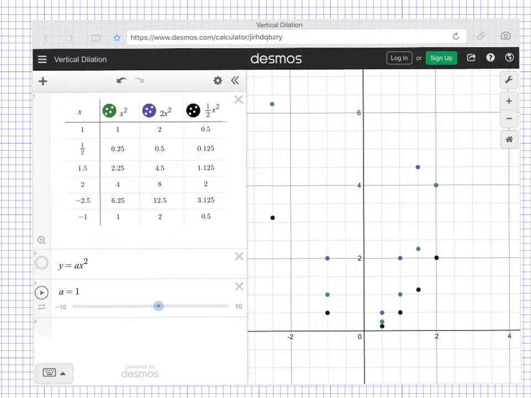Now you can see here that the purple ones make a steeper curve, or a narrower one if we were to compare it to the green one. It's inside at all times. All right, and then the black one you can see is outside the green one. So it's slightly fatter, wider, however you want to call it. Now this is the effect that the dilation factor has.